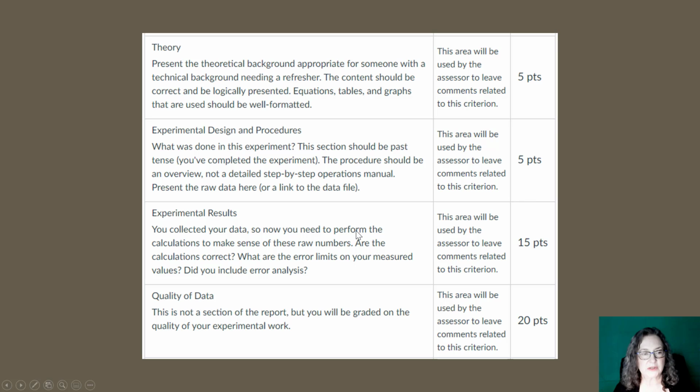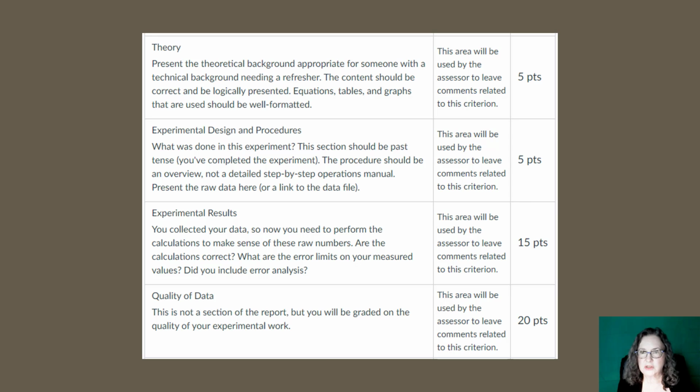Your experimental results, you measured certain things. So maybe you measured volume and a time, and now you're going to turn those into, say, a mass flow rate, okay? So those calculations are the experimental results. So it's not just the raw data, it's how you manipulated that raw data, okay? Now, I'm going to be looking to see that your calculations are correct. You should be able to point back to, say, equation 1 was used to take this data and calculate this quantity, okay? You want to be sure that you present error limits here, okay?